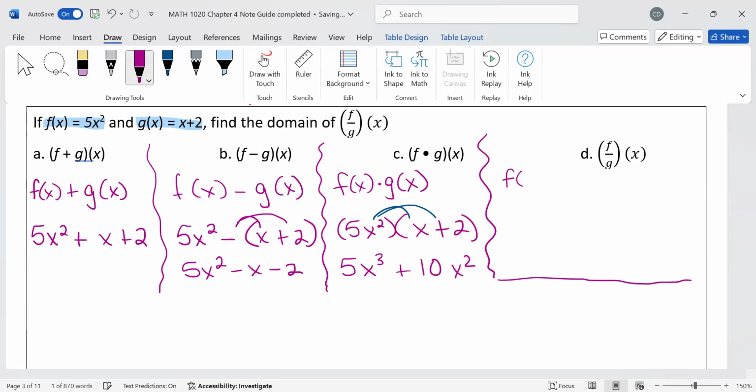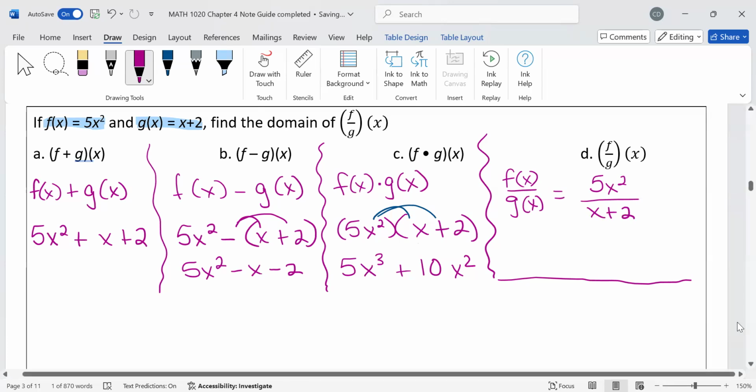D is f of x over g of x. F of x is 5x squared. G of x is x plus 2. And there's nothing else you can do with that.